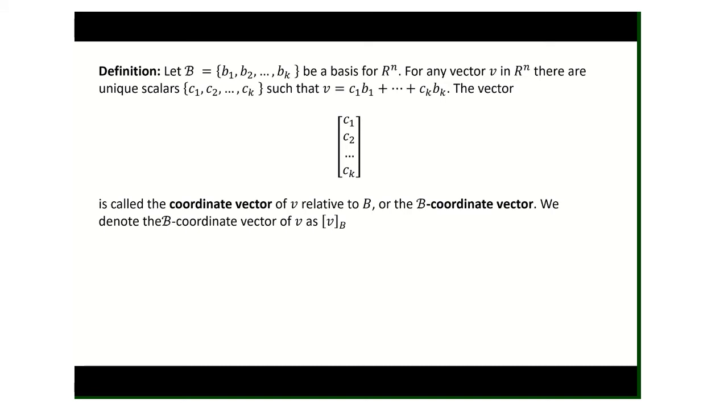And here is the definition that we've been talking about. So if we have a basis, we have unique scalars where some vector equals the sum of those scalars times the basis elements. That vector is called the coordinate vector of v relative to B, or the B coordinate vector. And we denote it as that, the way we saw just a minute ago.